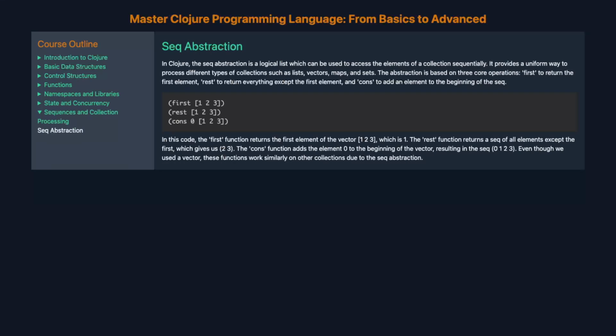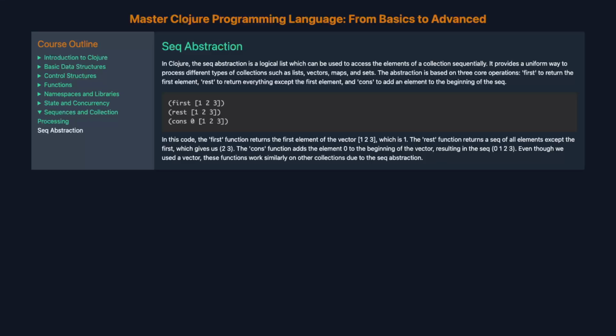Seq abstraction. In Clojure, the seq abstraction is a logical list which can be used to access the elements of a collection sequentially. It provides a uniform way to process different types of collections, such as lists, vectors, maps, and sets. The abstraction is based on 3 core operations. First, to return the first element, rest to return everything except the first element, and cons to add an element to the beginning of the seq.